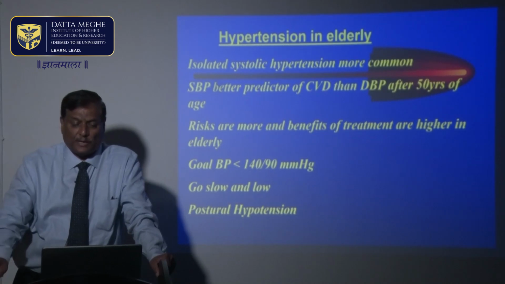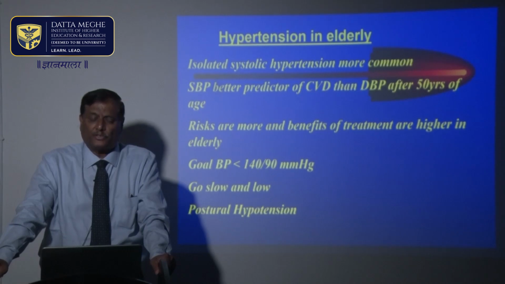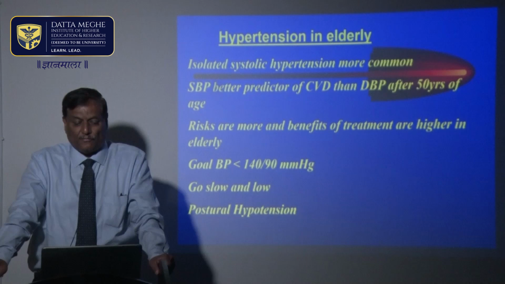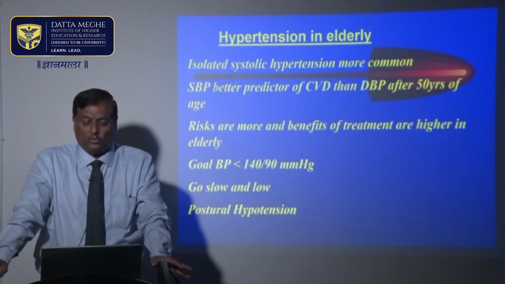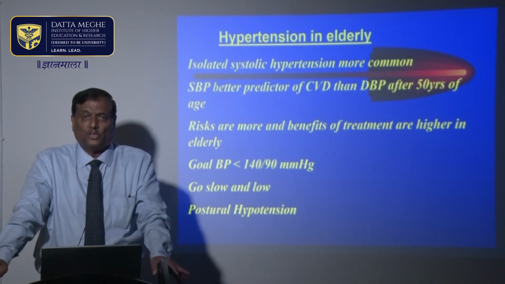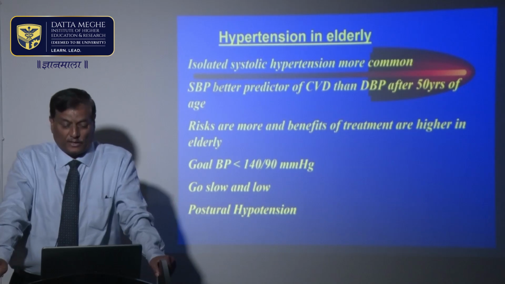One important point is hypertension in the elderly. In all elderly patients, blood pressure should be brought down. Systolic blood pressure is a more important predictor after the age of 50 years. We should start slowly and go with low doses initially. So go slow and low is important. Goal blood pressure should be less than 140/90.